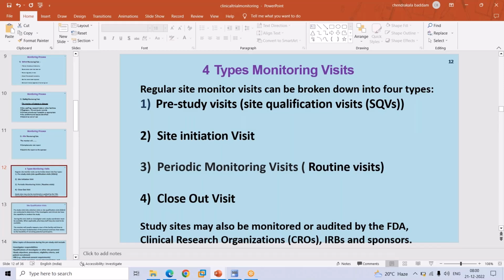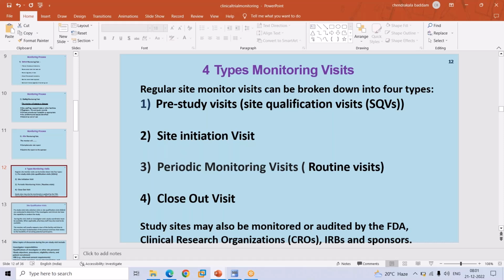Okay. So there are 4 types of visits. Regular site monitor visits can be broken into 4 types: pre-study visits, site initiation visit, periodic monitoring visit, which are the routine visits, and closeout visits.